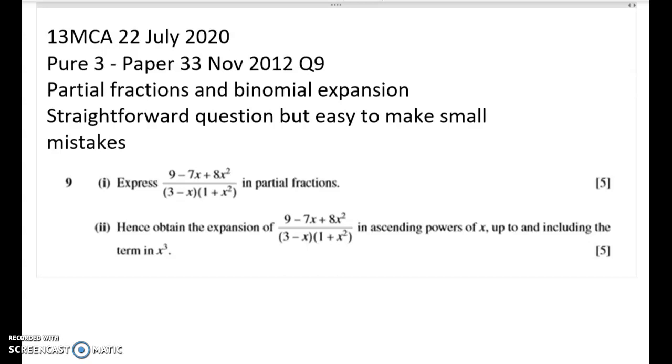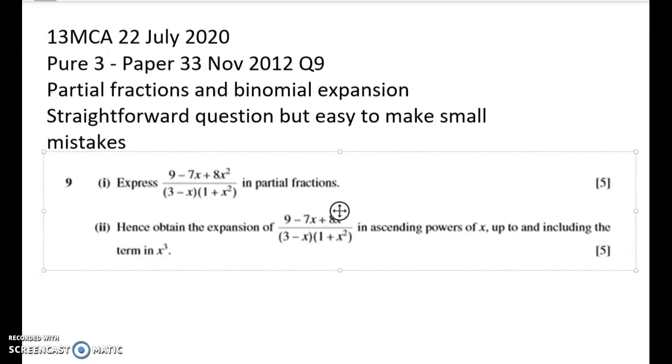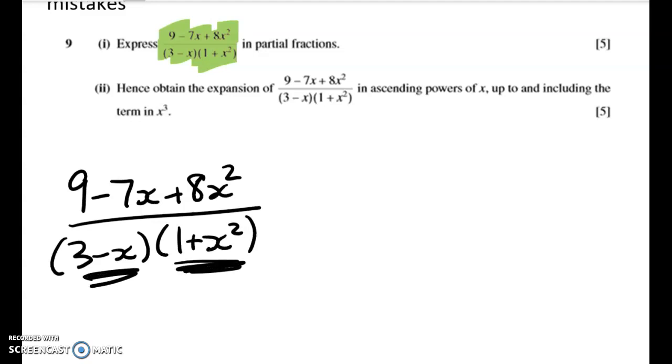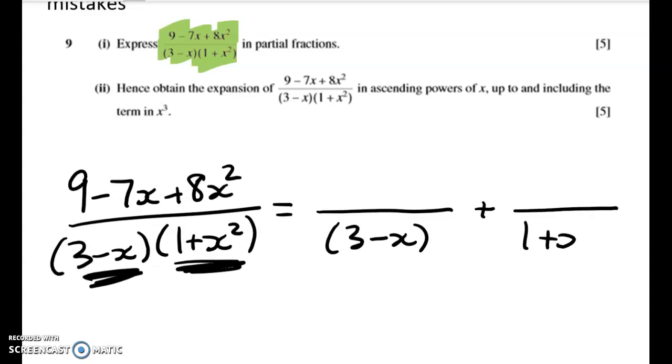So the first thing we have to think about when we're doing a partial fractions question is what's the right format to break this down into a bunch of partial fractions. So let's have a look at that first, because if we get that wrong, there's really nowhere to go. We can see here we're going to have this as one denominator and this is another denominator: 3 minus x here and 1 plus x squared here.